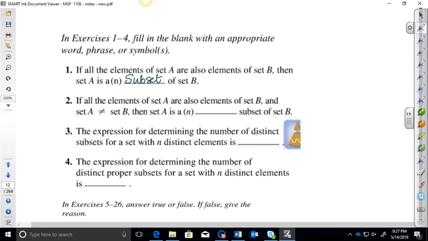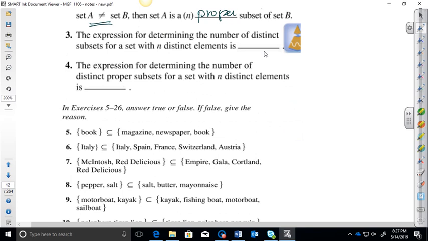If all the elements of A are also elements of B, but they are not the same, then it is a proper subset. Yes. The expression for determining the distinct subsets is 2 to the power n. This is 2 to the power n minus 1. 2 to the n, then minus 1.